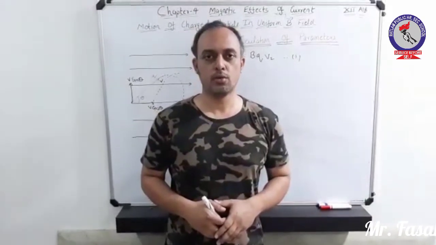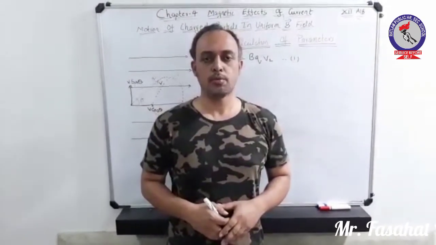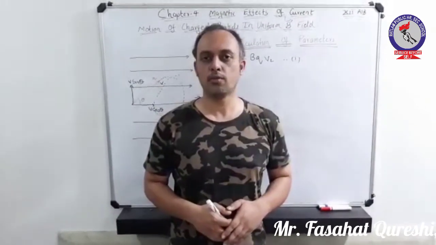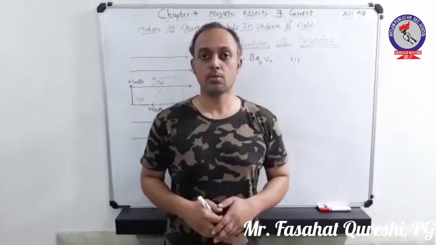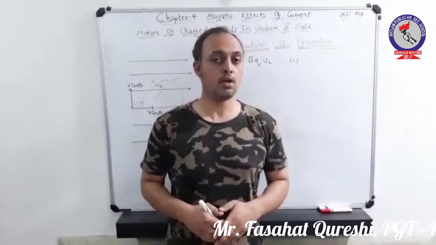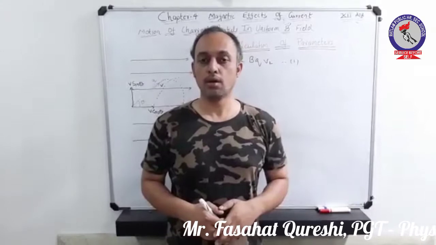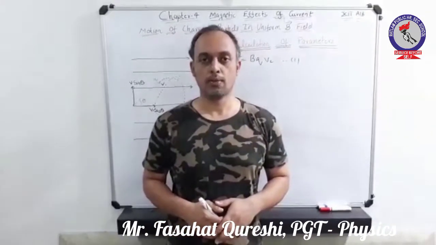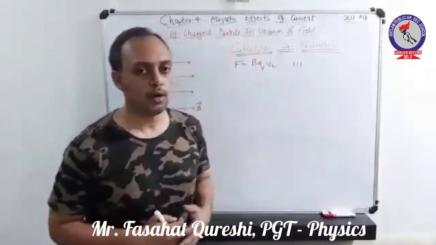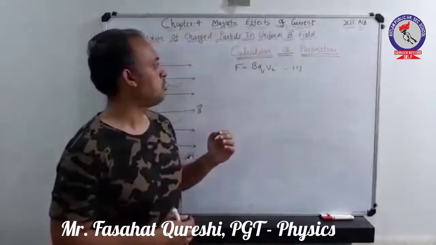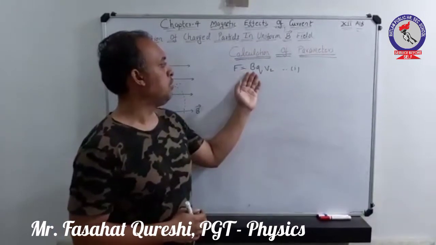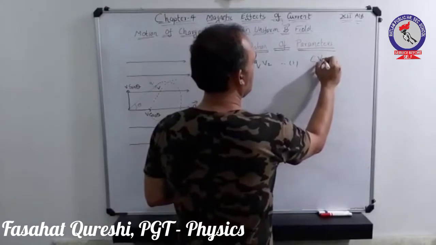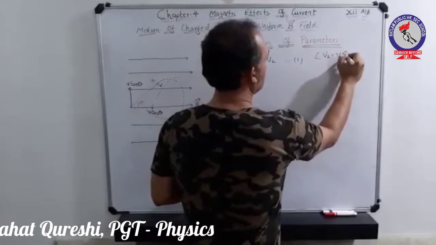In this section of our video, we will be calculating various parameters whenever a charged particle enters a magnetic field. As in the previous concept, we have observed that whenever a charged particle enters a uniform magnetic field, it follows a helical or a circular path, and we had calculated the magnitude of force experienced by a charged particle is F equals BQV2, where we had taken V2 equals V sin theta.